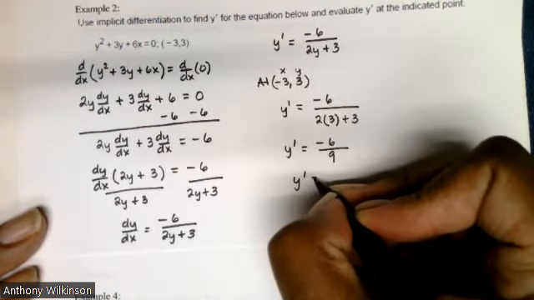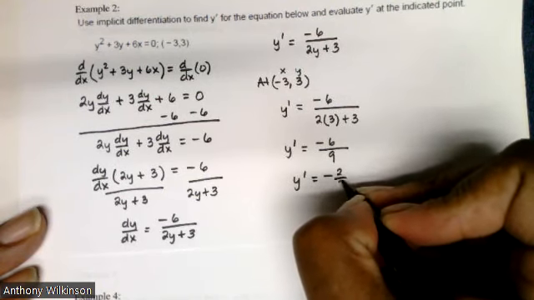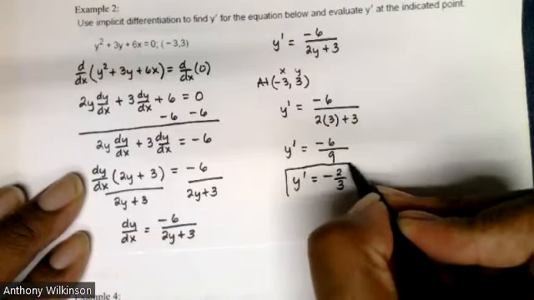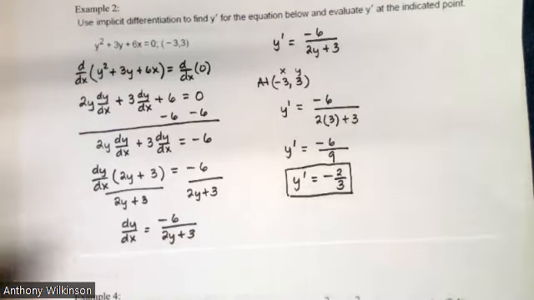And I can reduce -6/9 to -2/3. So that means that y prime would be -2/3 at the point (-3, 3). And of course, dy/dx, or y prime, would be -6 over 2y plus 3.